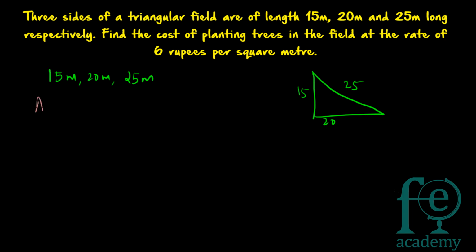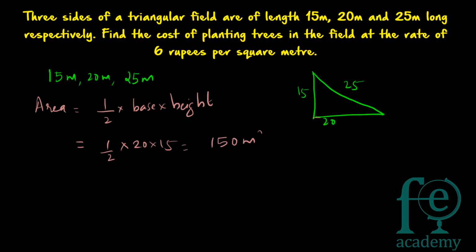So finding out the area becomes very simple. The area is equal to half into base into height. This is the formula for finding out the area of a right triangle. Half into base into height. So you will get half into 20 into 15, which gives you 150 meter square. So 150 meter square is the area of the triangular field. So your cost of planting trees will be equal to 150 into 6, which gives you rupees 900. So 900 rupees is required for planting trees in the field.